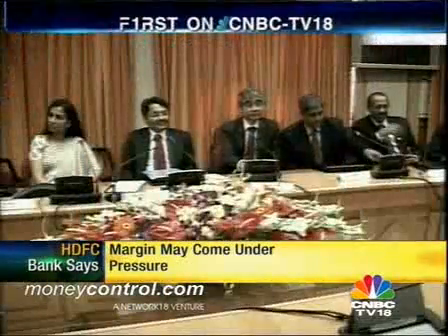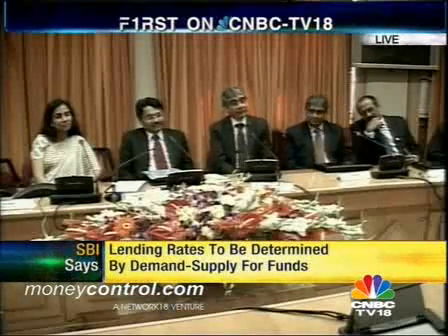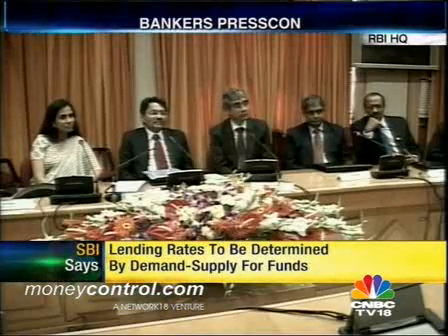Mr. Puri, the infrastructure provisioning that RBI has brought down, does that affect? Does it give some ease on substandard loans?